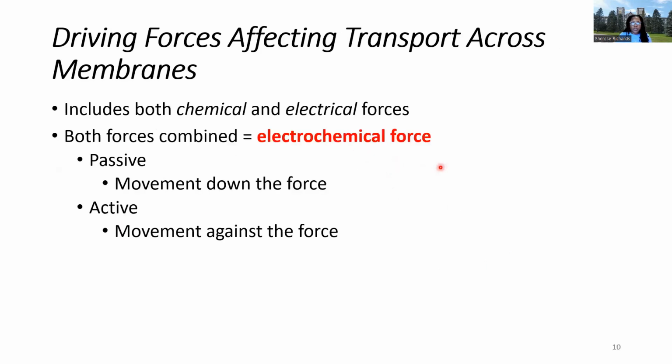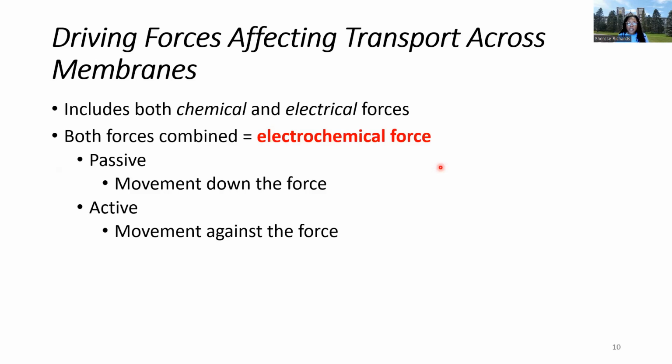Okay, now we've described the structure of the membrane. We've talked about the different types of transport. And here we want to start putting that all together by talking about our chemical and electrical forces. These are the forces that are acting on particles to get them to move across the membrane. Now, when we combine both of those forces, this is the electrochemical force. And this is basically a sum total of the two individual forces that are also acting on a particle. Now, this can encourage the particle to move downhill, which is passive, or to move uphill, which is active, right?